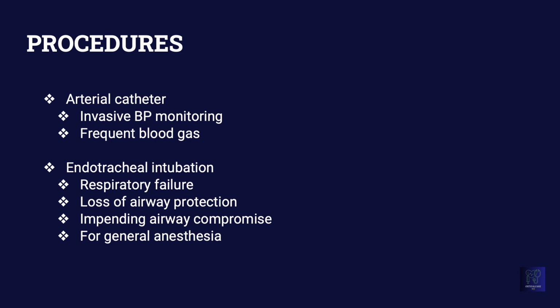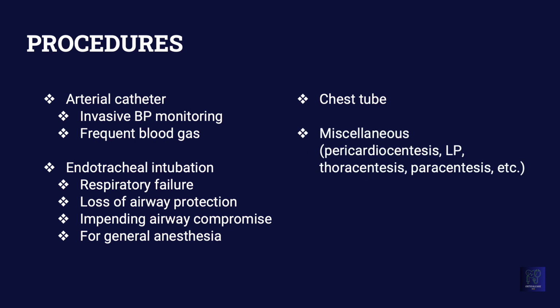Endotracheal intubation is a very important procedure. Indications for intubation are respiratory failure, loss of airway protection. GCS score of less than 8 has been traditionally considered as a surrogate for loss of airway protection, impending airway compromise. Examples would be angioedema, anaphylaxis, and for general anesthesia for medical and surgical procedures. Chest tube is placed for pneumothorax and pleural effusion, and there are a bunch of other procedures, but these are not really exclusive to ICU.